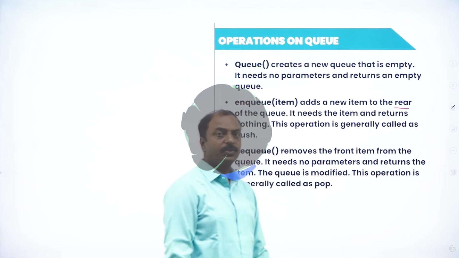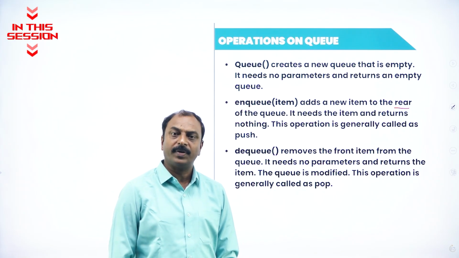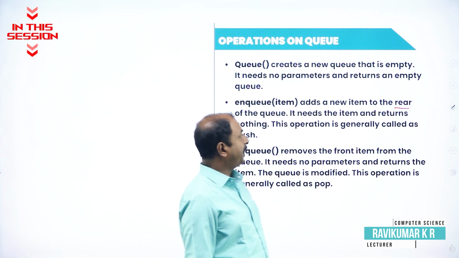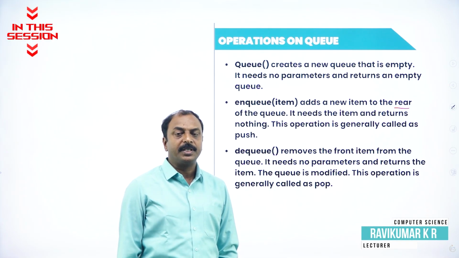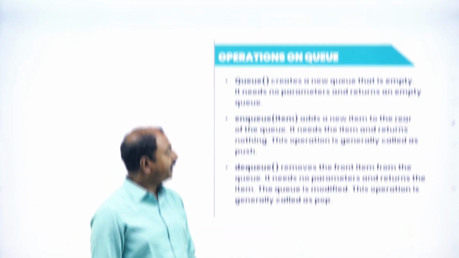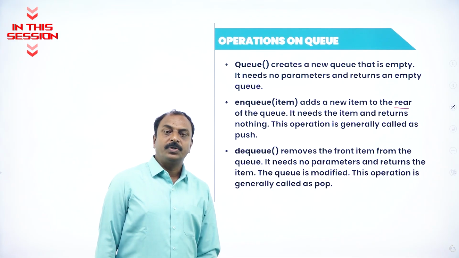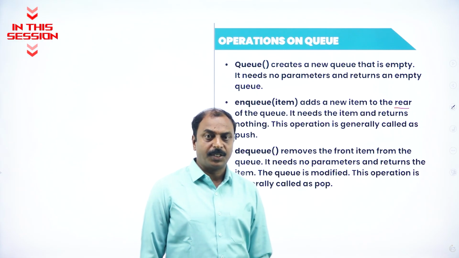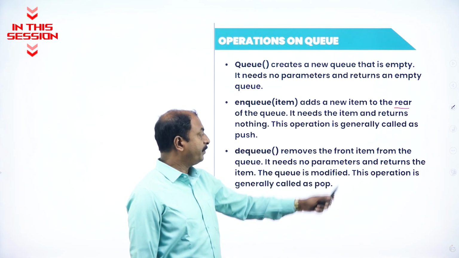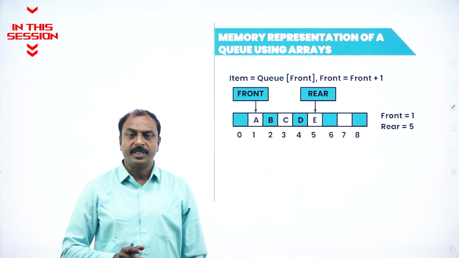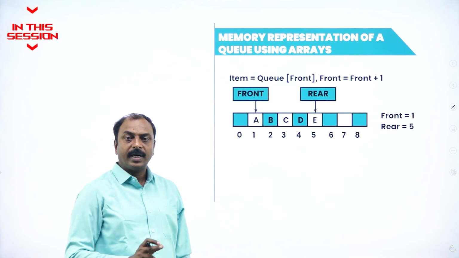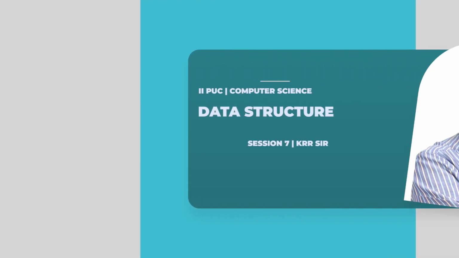There are 2 points. One is the rear point and the other is the front point. Rear is the point where insertion takes place, and front is the pointer to the element to be deleted. DQ is nothing but to delete an element from the queue, or to remove the element. Whenever you say front equals front plus 1, that is the logic to remove the data item at the index front.